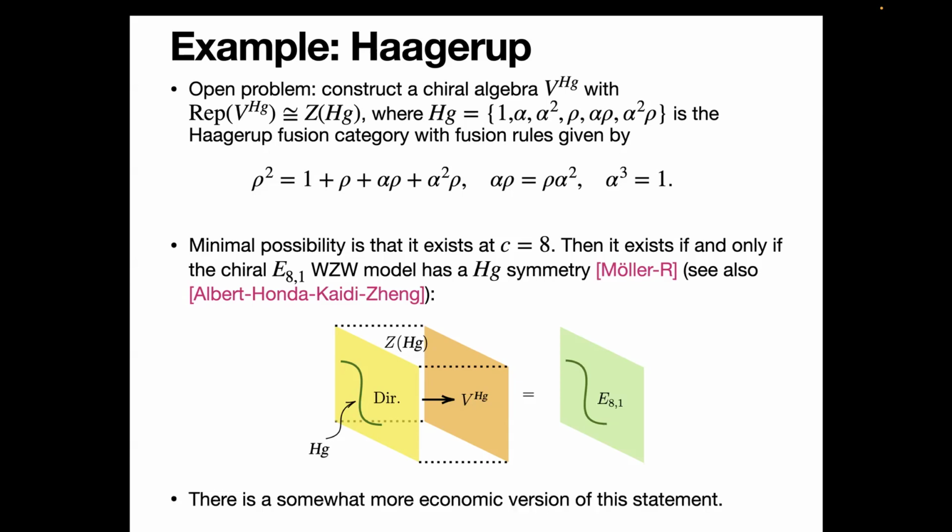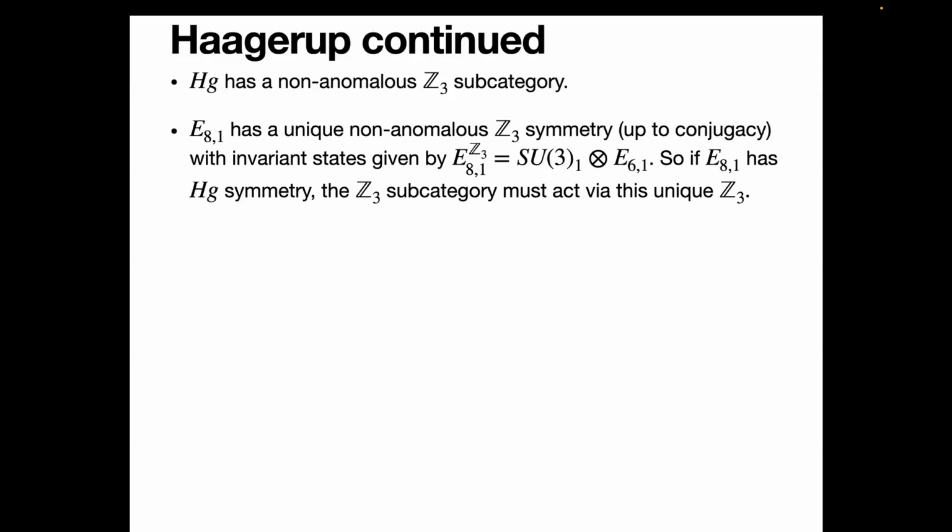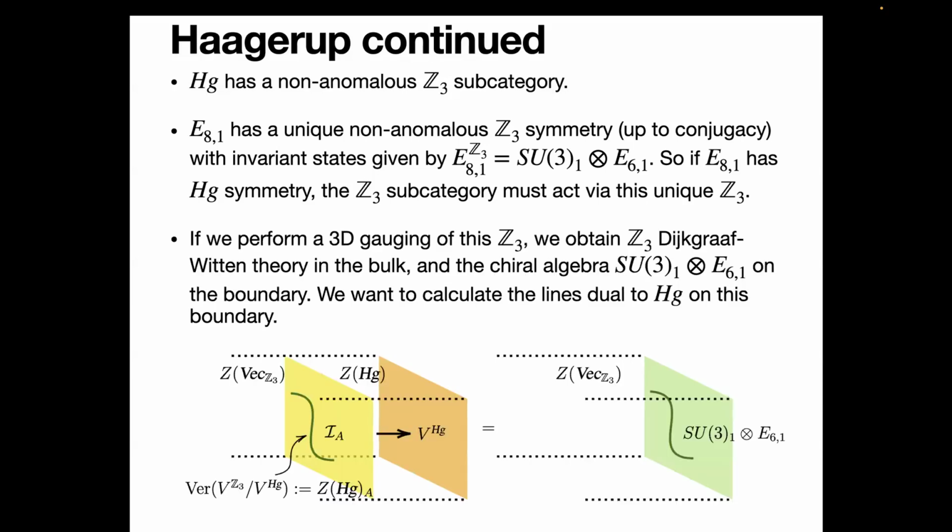Okay, so I just want to tell you a variation of this kind of statement, that a Haagerup VOA exists if and only if some other theory has some symmetry. And the idea is the following. Haagerup has this non-anomalous Z3 subcategory. And E8 only really has a single non-anomalous Z3 symmetry up to conjugacy. So if it is to have Haagerup symmetry, then the Z3 part of it would have to be completely fixed. So you might say, okay, because that part is fixed, let me get rid of it. It's kind of boring. So let's imagine now doing this Z3 gauging of E8 level 1 in a 2+1D sense.